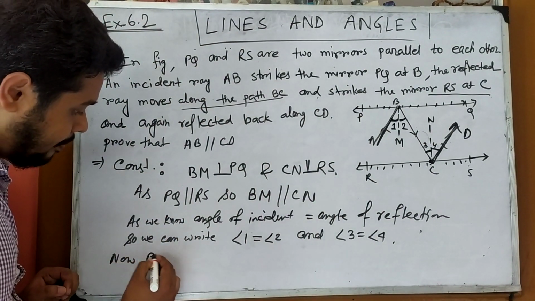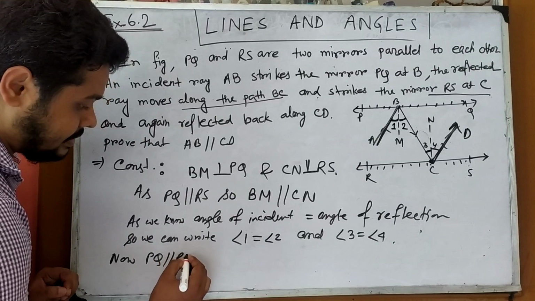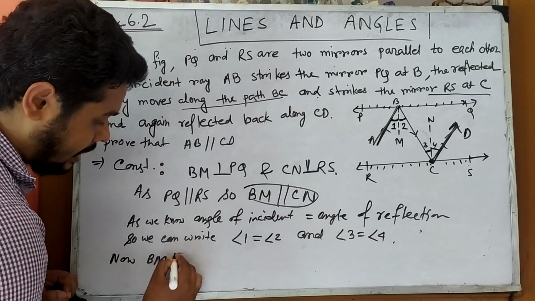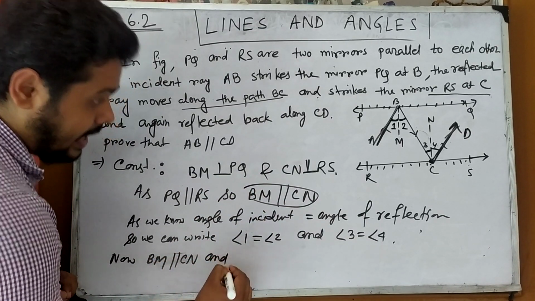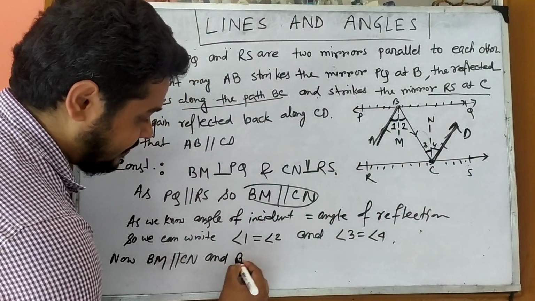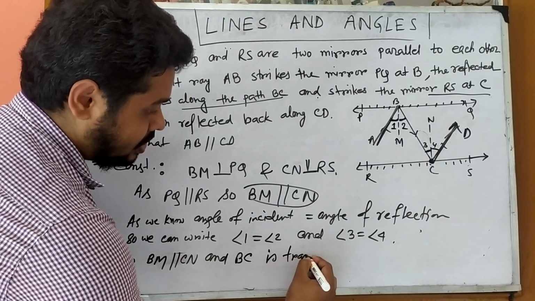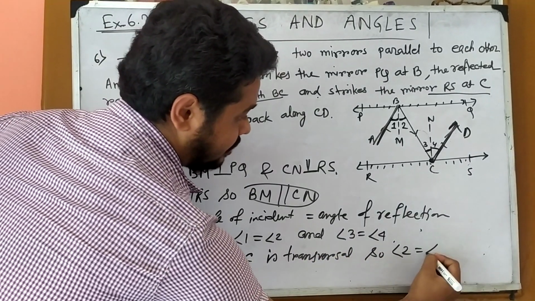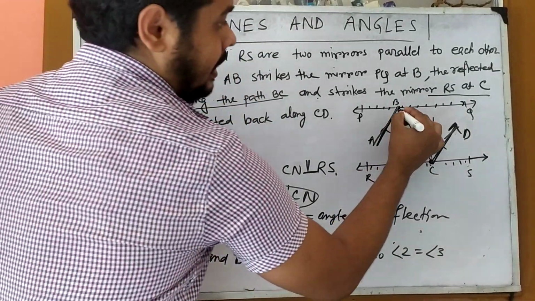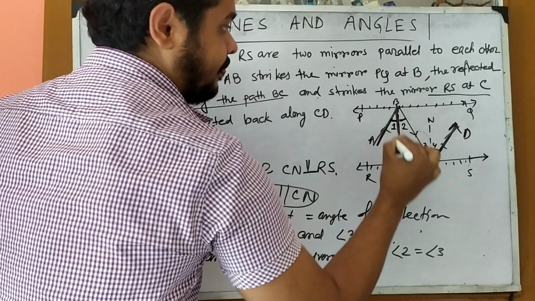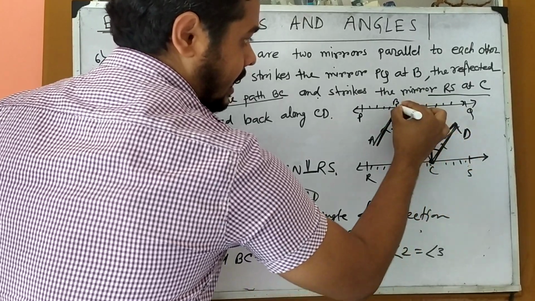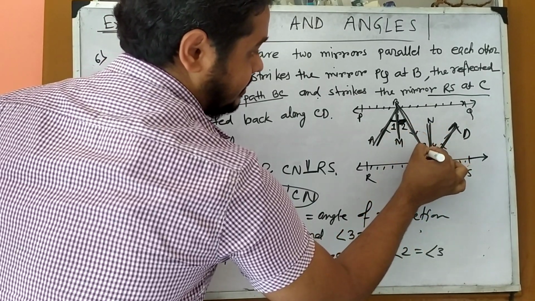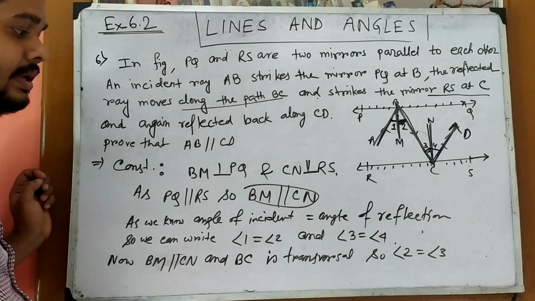Now PQ is parallel to RS. Now this part, BM is parallel to CN and BC is the transversal. So angle 2 equals angle 3. See this one, BM and CN are parallel, and this is the transversal. So we can say this angle and this angle are equal. That is angle 2 equals angle 3.